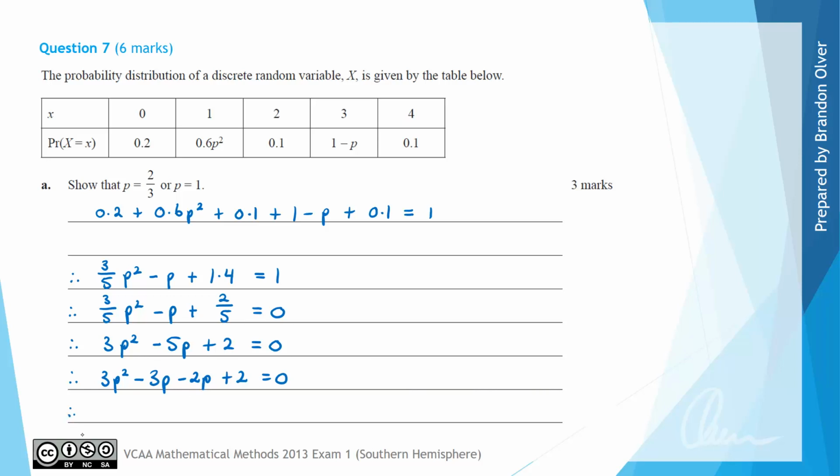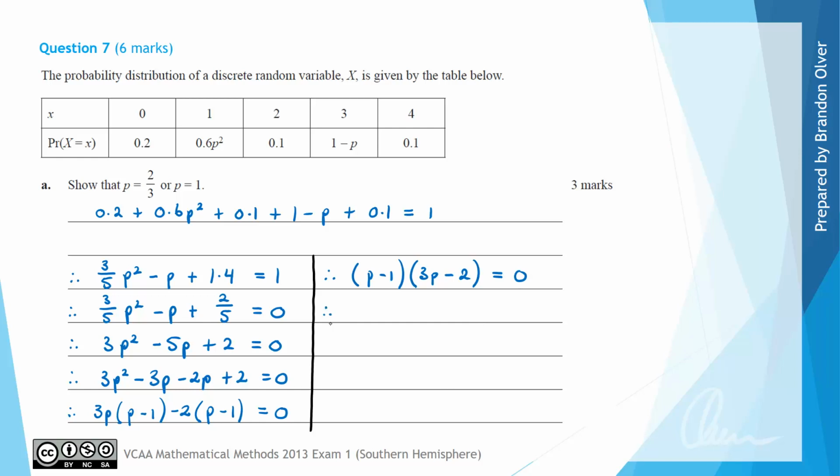And now we factorize by grouping 2 and 2. For the first two terms we can see that 3p is the highest common factor, leaving behind p subtract 1. And then for the next two terms we have -2 as the highest common factor, leaving behind p subtract 1, and that's still going to equal 0. So the next step in this process is to factorize out the p subtract 1, which is the highest common factor, which will leave behind 3p subtract 2, and that's still going to equal 0.